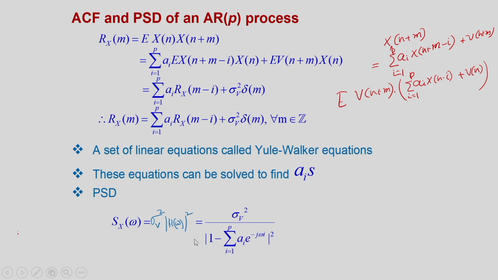This is the denominator term because it is an all pole filter, and these are the filter coefficients. So, that way we will get this expression, mod of 1 minus summation a_i e to the power minus j omega i, i going from 1 to p, whole squared. So, we see what the autocorrelation function is, how it is related to the model parameters, and how the power spectral density is related to the model parameters.